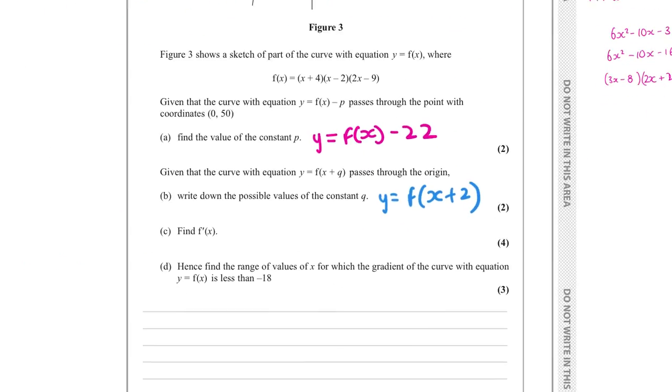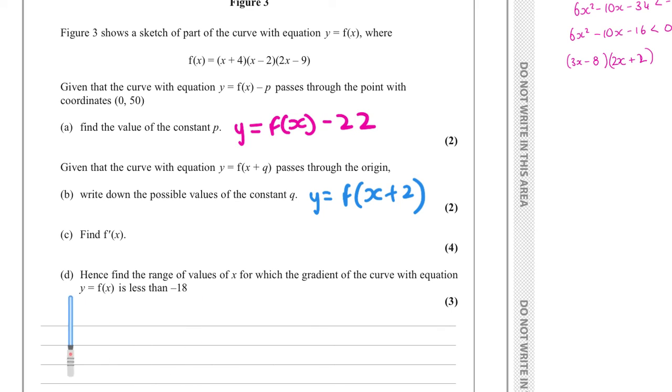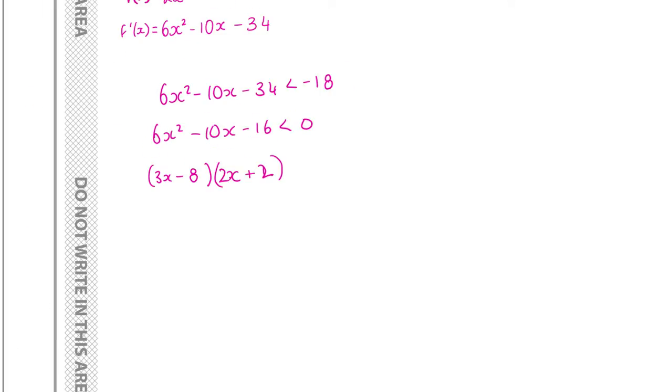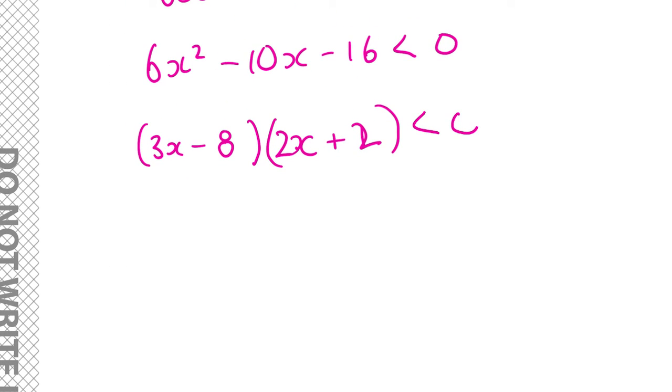I know it says y equals f of x, but it says hence find the range of values for which the gradient, okay, you need to read, yeah? Of which the gradient of the curve is less than minus 18. So that's why we do that, right? So now, remember, if you are using this, remember to watch out for that. You still should be double checking that this expands to get what you need.